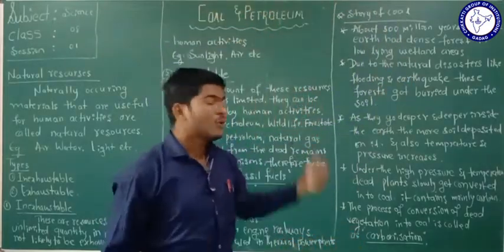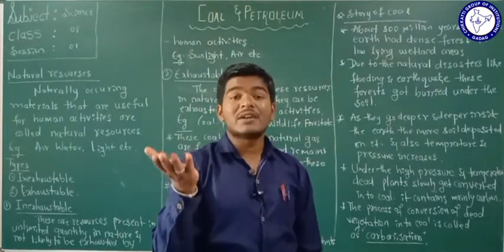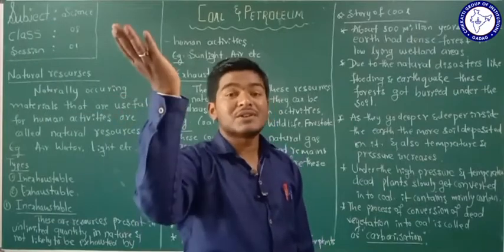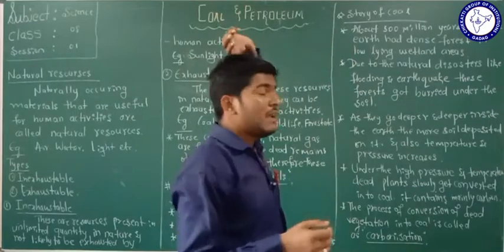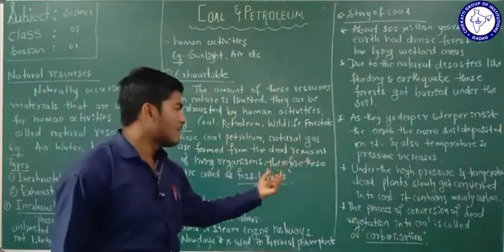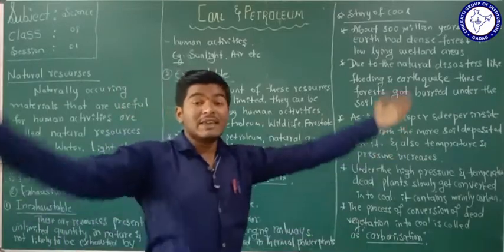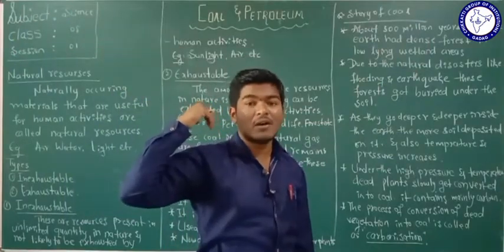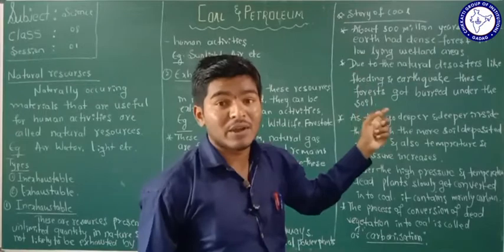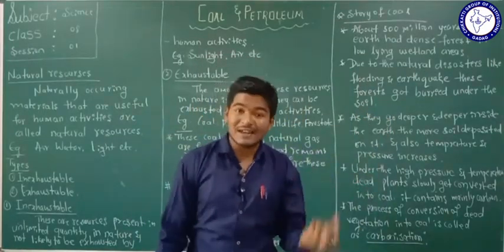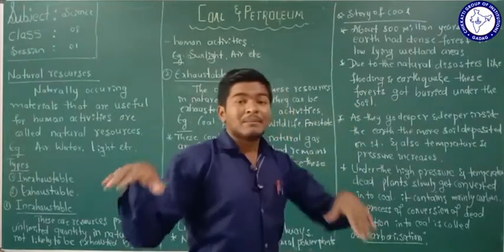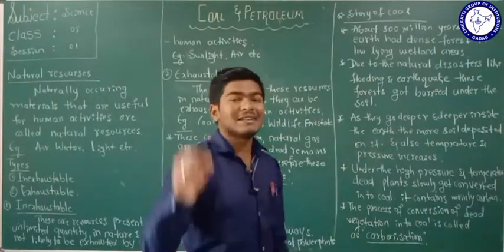As they go deeper and deeper under the earth's surface, the temperature and pressure increase. Over around 300 million years, under the high temperature and pressure, dead plants slowly get converted into coal. These dead plants come from the dense forest, which was completely buried under the earth due to natural disasters like flooding and earthquakes. As they go deep inside the earth, the temperature and pressure increase, and the plants get converted into coal, and that coal contains mainly carbon.